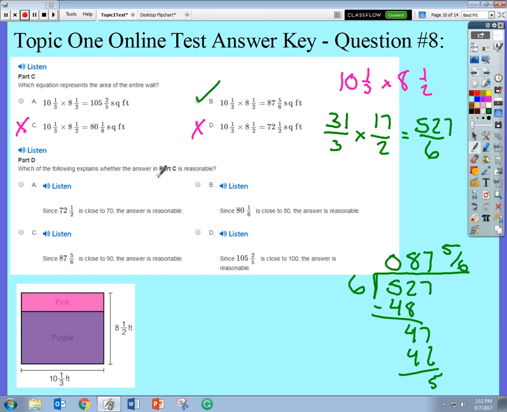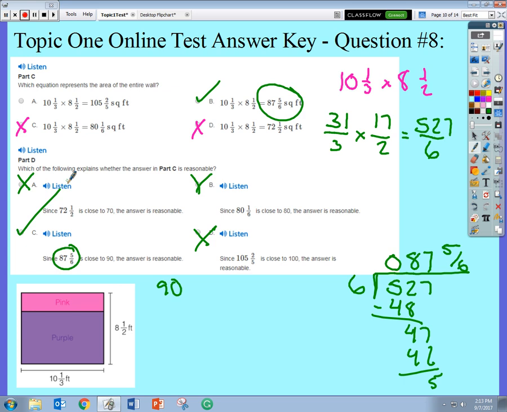Which of the following explains whether the answer in part C is reasonable? No, 72 and a half is close, but that's not right because we want to get to which one's reasonable. So 72 is too small. 105 we found out was too big. 80 and 1/6 too small. Because 90 is close to 87 and 5/6. If we were to estimate 87 and 5/6 to the nearest 10, we would estimate it to be 90. C is the correct answer.